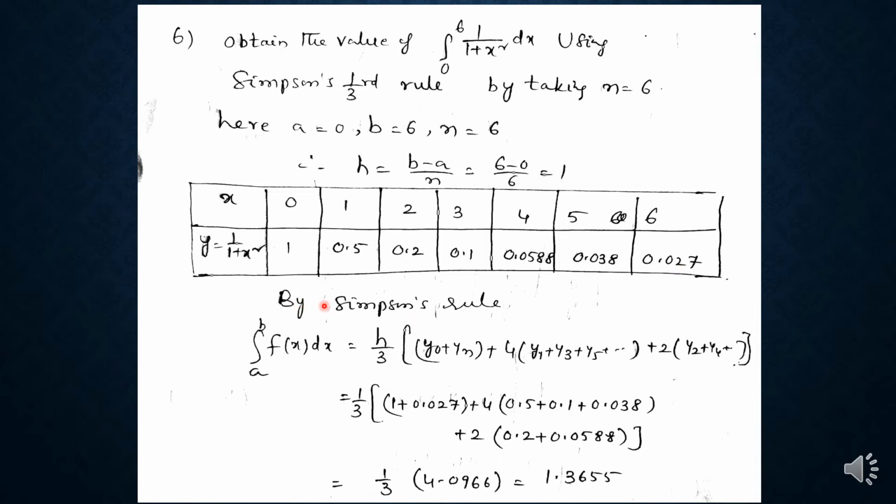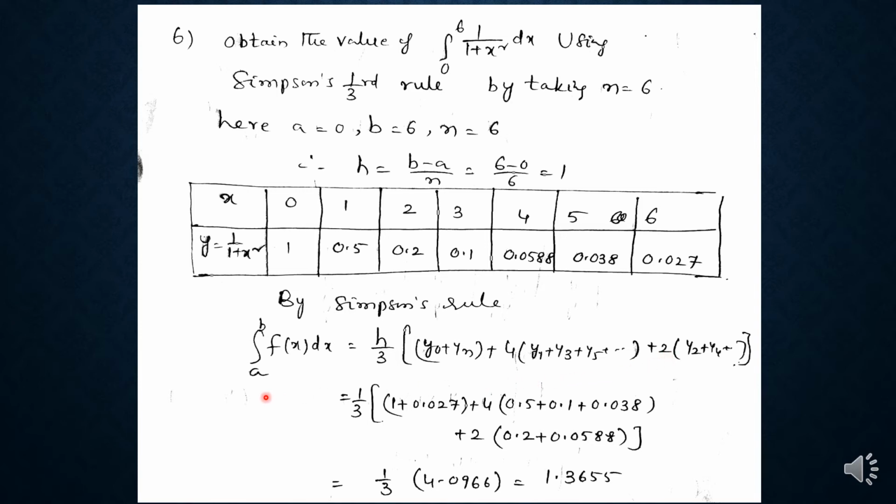So by using Simpson's rule, what is Simpson's rule? Here you see these are y0, y1, y2, y3, y4, y5, y6. So this is the first ordinate y0 and this is the last ordinate. By Simpson's rule, the integral from a to b of f of x dx is equal to h by 3 into y0 plus yn plus 4 into the sum of the odd ordinates, that is y1 plus y3 plus y5 and so on, plus 2 into the sum of the even ordinates, that is y2 plus y4 plus y6 and so on.